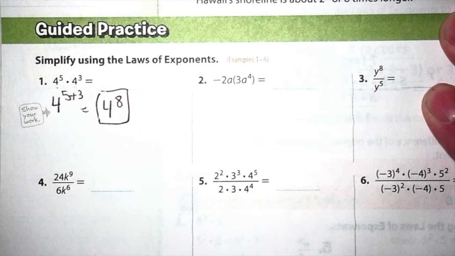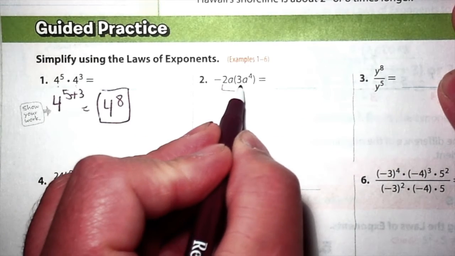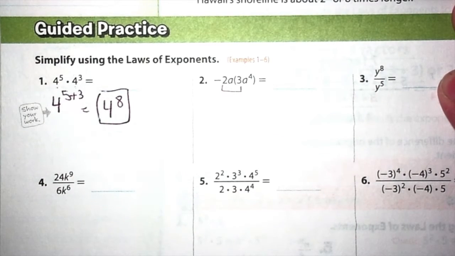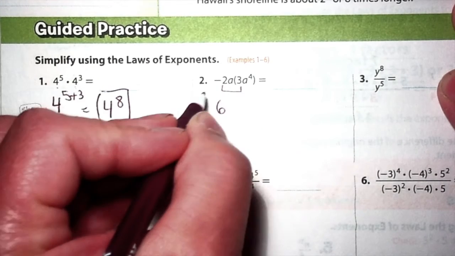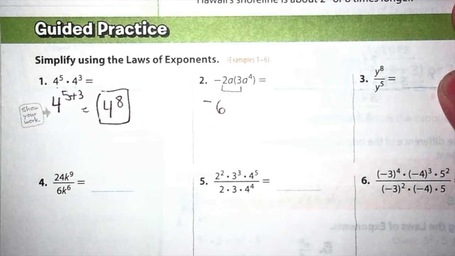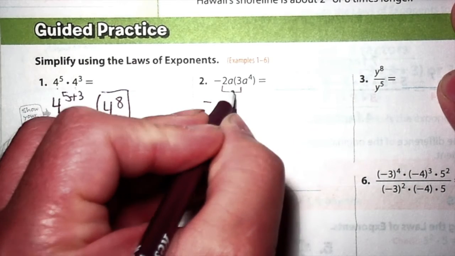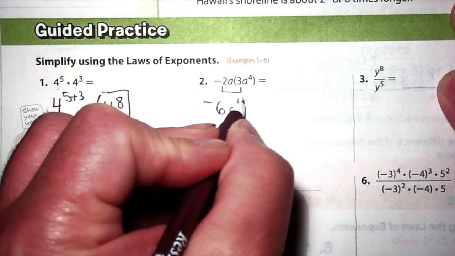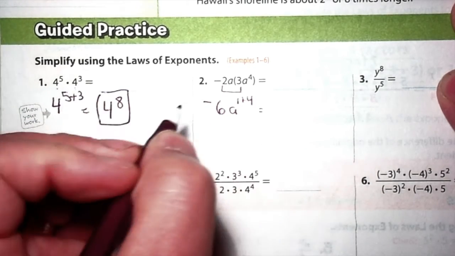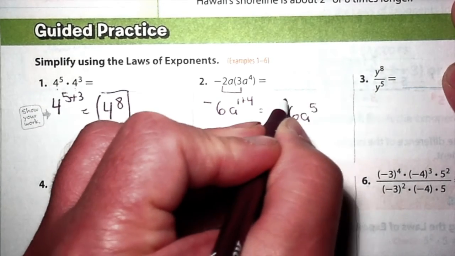Now in the next one, these two numbers here don't have an exponent, so I can multiply them. 2 times 3 is 6. A negative times a positive makes that a negative. Then I have the exponent, and remember, if no exponent's listed, it's always 1. I go 1 plus 4, so I get negative 6a to the 5th.